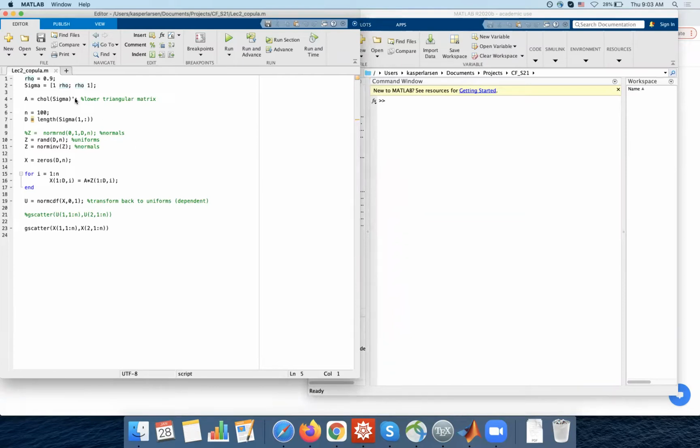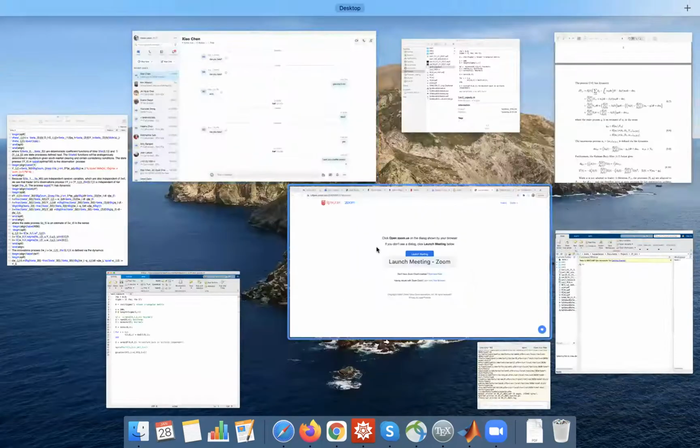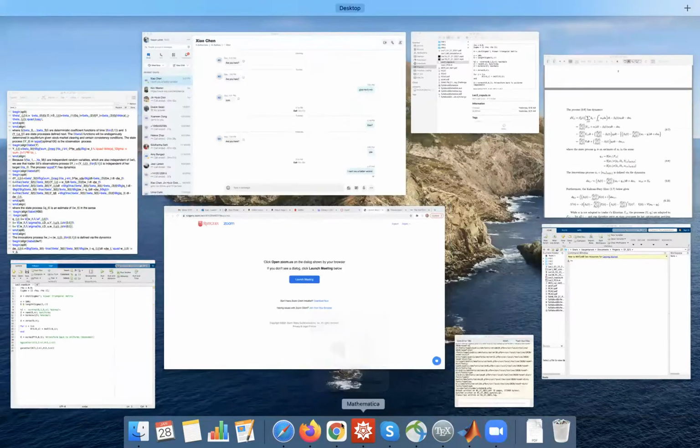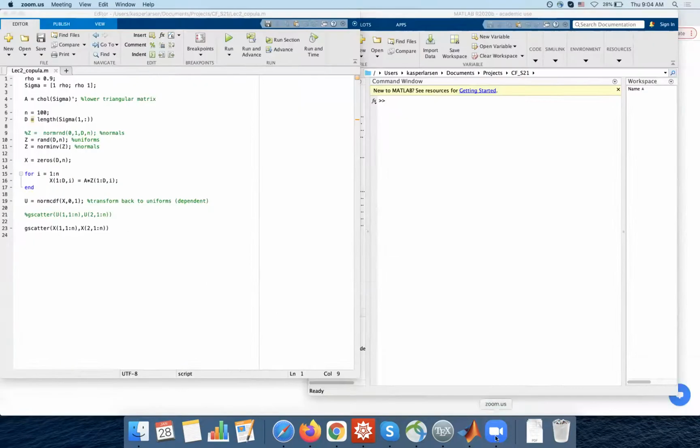So, can you guys see my screen? Just double checking. Can you guys see my screen? Yep, we can see the screen. That's good.